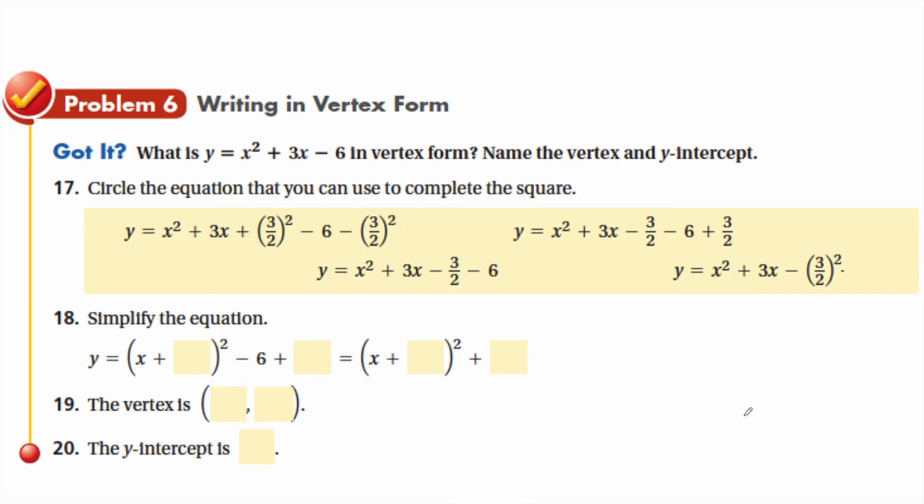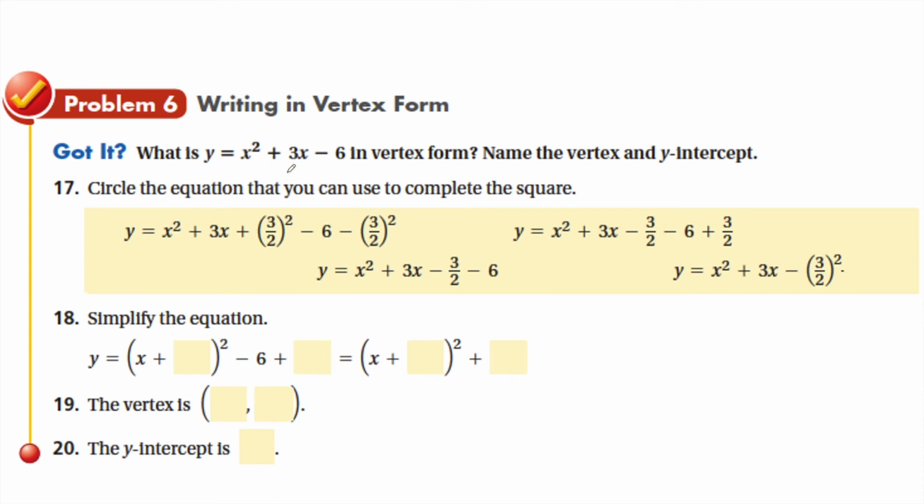Problem number 6. Writing it in vertex form. What is y equals x squared plus 3x minus 6 in vertex form? Name the vertex and the y-intercept. Circle the equation that you can use to complete the square.